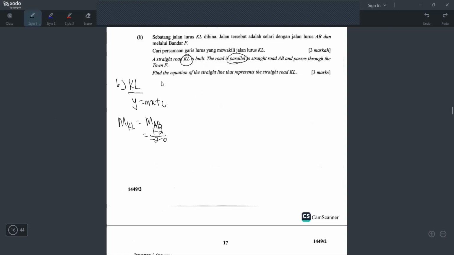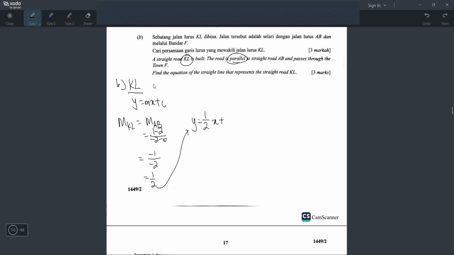So let's calculate and see what I get for my gradient. 1 minus 2 is -1. -2 minus 0 is -2. You end up with positive 1 over 2. This is the gradient of AB, but at the same time, it's also the gradient of KL. So since I have my gradient now, I can write my equation. It will be y equals mx plus c, but the m I found already, 1 over 2. So it will be y equals 1 over 2 x plus c.